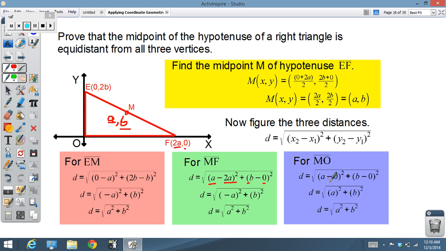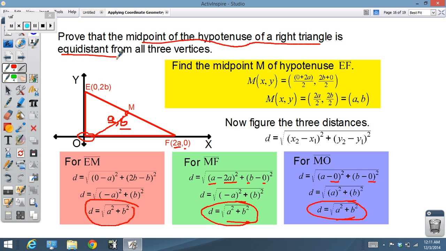And then do the same thing for MO. And this one's nice because we got zeros for both values at the origin. Simplify them down. What we end up seeing, the distance of all three comes out looking the same. Therefore, we have proven that the midpoint of the hypotenuse of a right triangle is equidistant from all three vertices. That one, and that one.